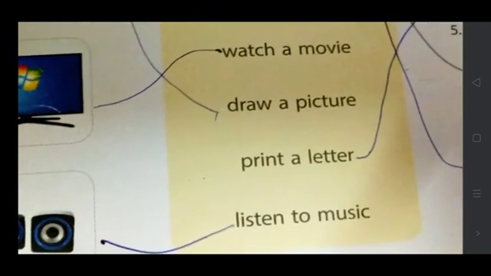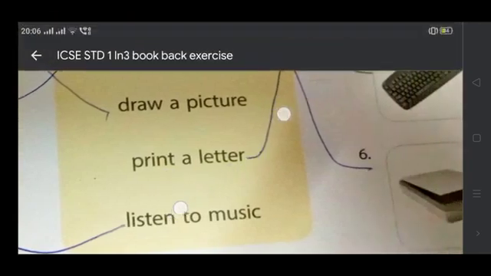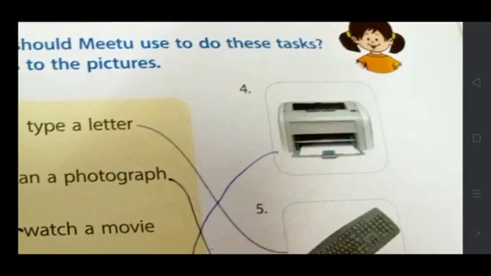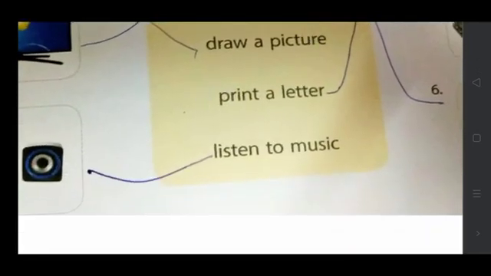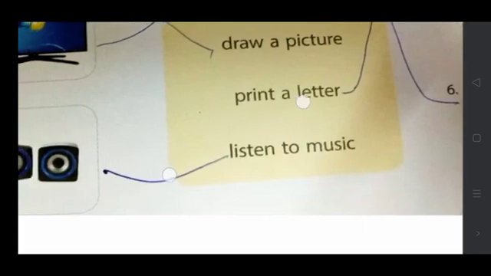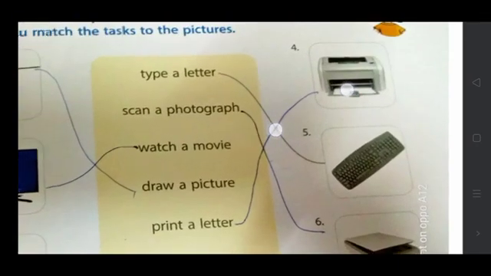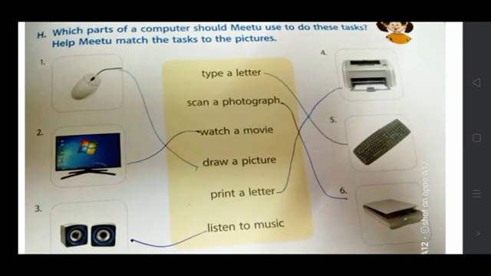Now she wants to print a letter. Which part will she use? See here, she will use this printer. Now the last task is listen to music. Which part will she use? She will use this speaker to listen to the music. So these are the tasks that can be completed with the help of the other parts of the computer. This is how you should draw a line and match them.